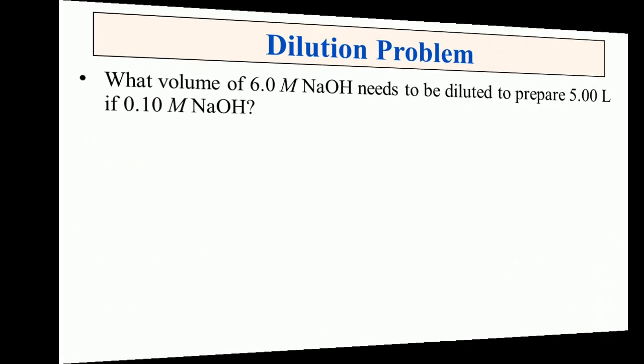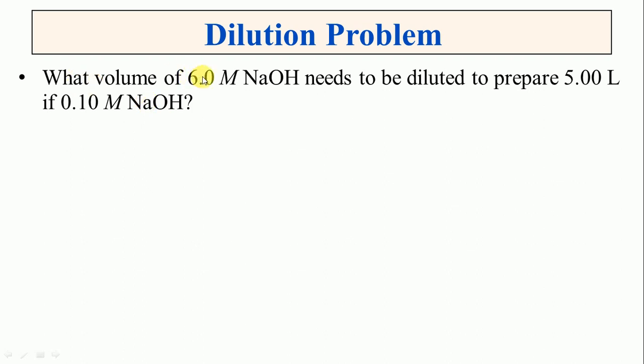So if we want to calculate what volume of 6 molar sodium hydroxide needs to be diluted to prepare 5 liter of 0.1 M sodium hydroxide. 6 molar sodium hydroxide is the mother solution and we have to prepare 5 liter of 0.1 M sodium hydroxide solution. This is our final solution. You can see that the mother solution is very concentrated, 6 molar, but the final solution is diluted, 0.1 molar. 6 molar is a highly strong base, 0.1 molar is a very weak base.